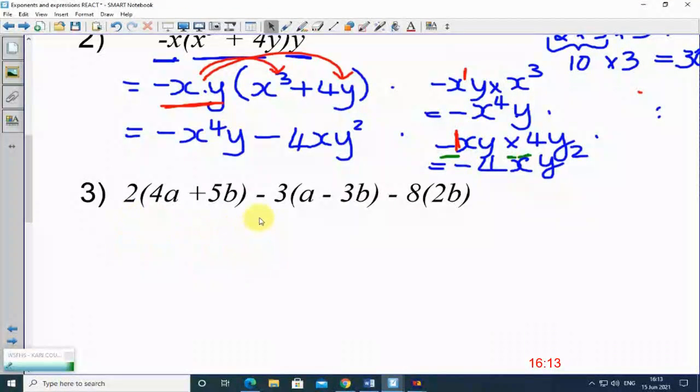Then this minus 3. It's saying I must minus 3 times that, then I must minus 3 times that term, and then I must minus 8 times 2b. The trickiest part is going to be this bit. Okay, I'll give you a moment to try.